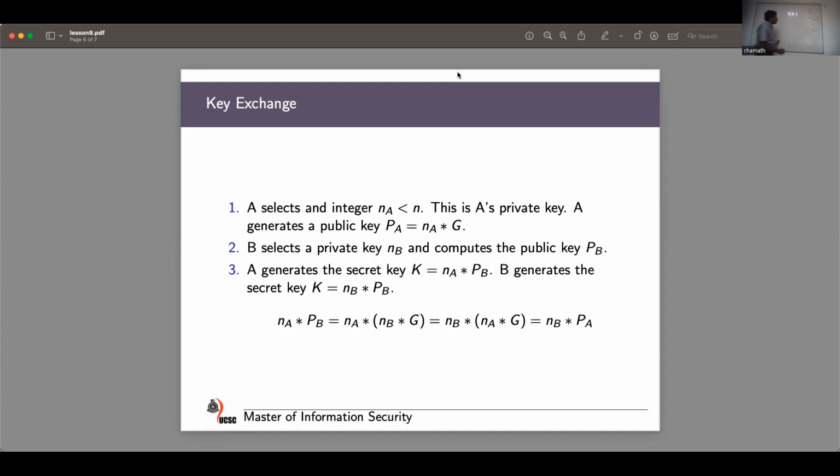So Bob got this, and Bob is going to multiply this with NB. So Bob is going to get NB into NA into G. So that is NB NA G. So this one is equal to this one. So this is the agreed key. This is the Diffie-Hellman key exchange.